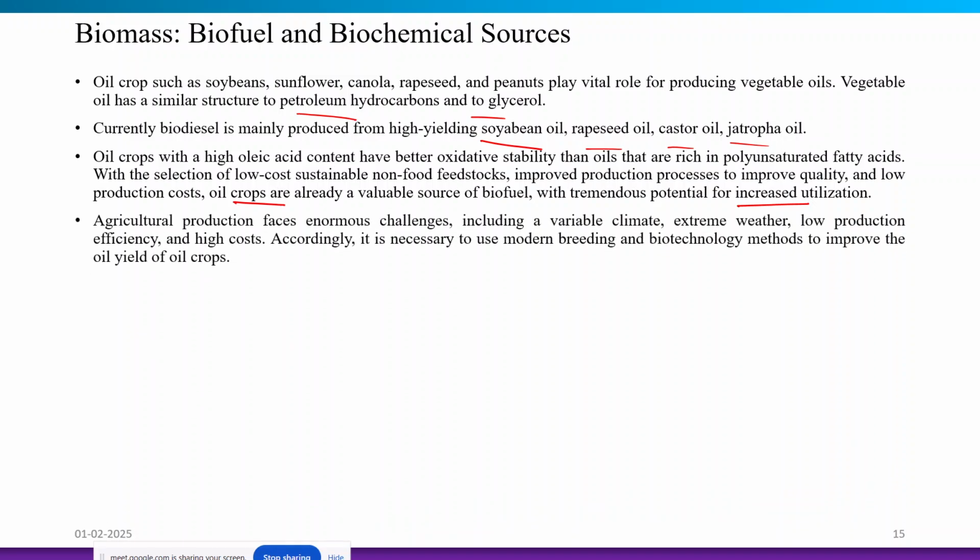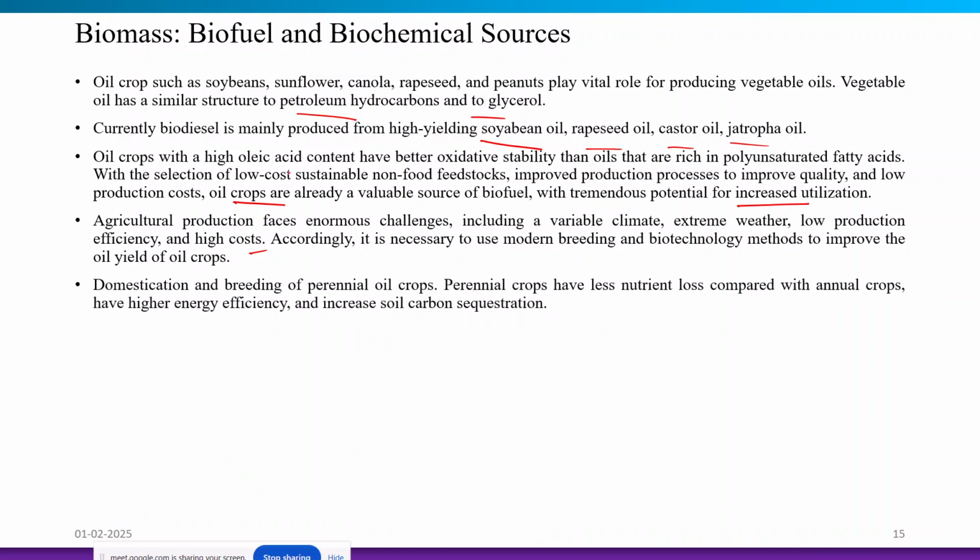Now, agricultural production also faces enormous challenges, which include a variable climate and extreme weather, low production efficiency and very high cost. So in the way of agricultural production, there are challenges like climate variation and weather variation, or sometimes extreme weather, where we cannot go ahead with the production of those energy crops, or there may be low production efficiency. These are challenges we face in maintaining a sustainable process for oil production from commercial oil crops. So it is very necessary to use modern breeding technology or biotechnology methods to improve the oil yield of the oil crops.